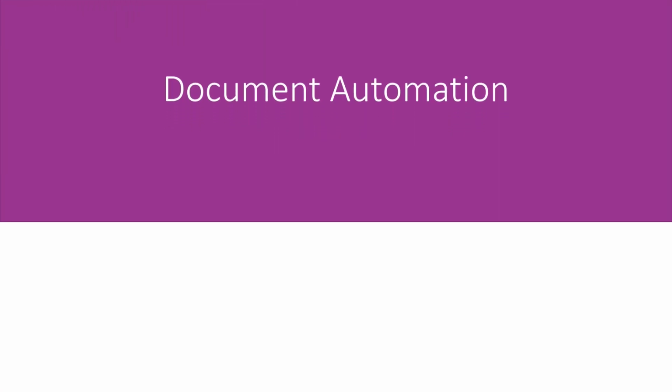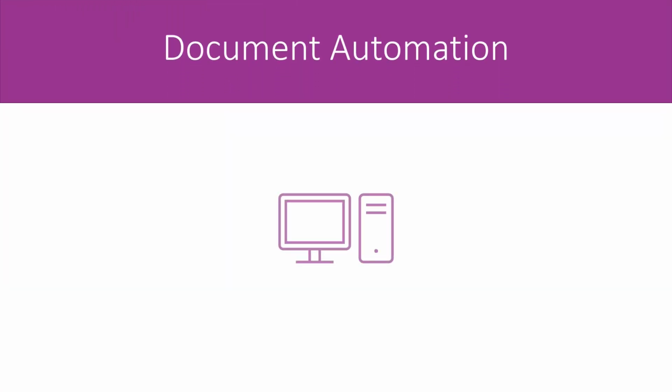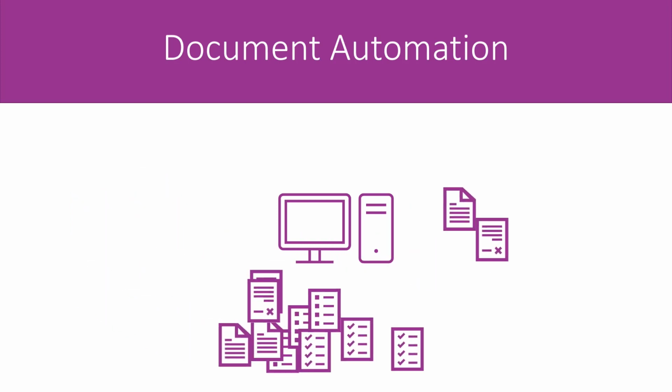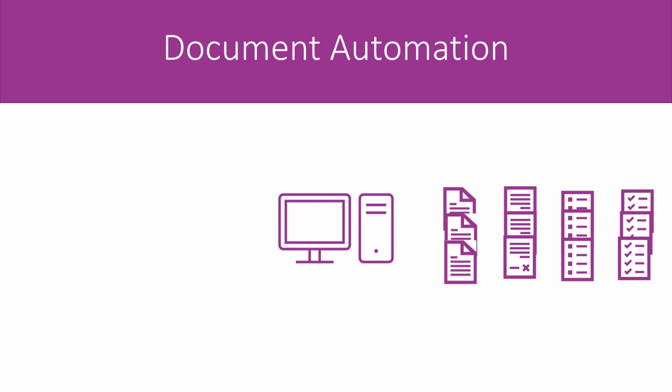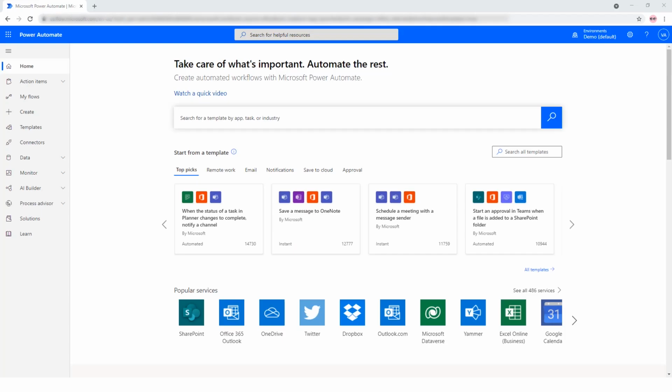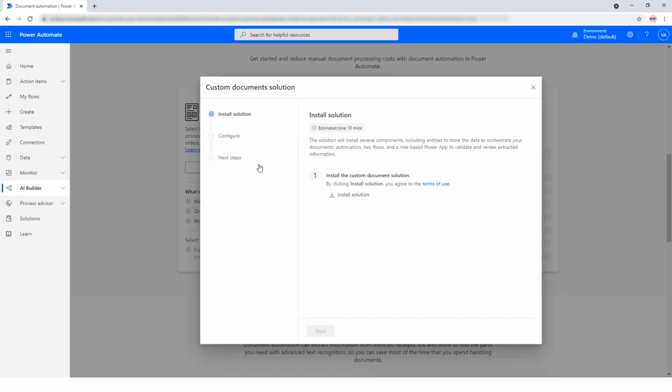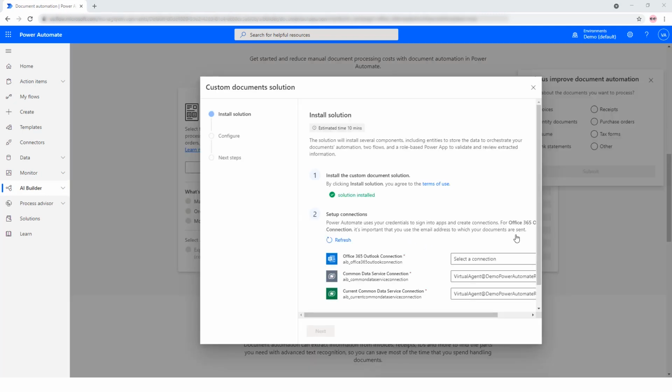Document automation is an AI solution with the Power Platform that provides functional end-to-end document processing to accelerate and optimize existing operations such as accounts payable, to free workers from repetitive, low-value, and error-prone tasks. From Power Automate, you can navigate to the AI Builder document automation page to install the solution in less than 10 minutes. You just need to provide the mailbox that will receive the incoming documents.